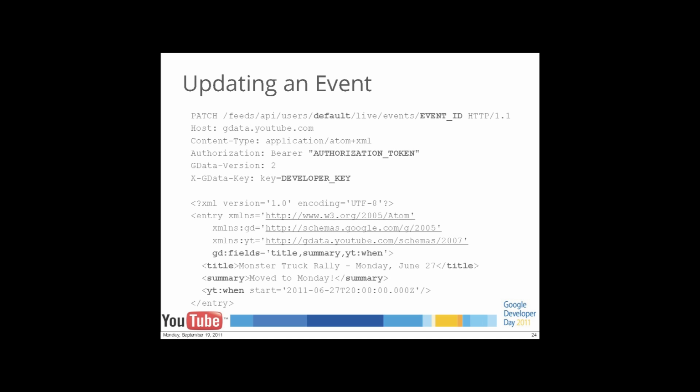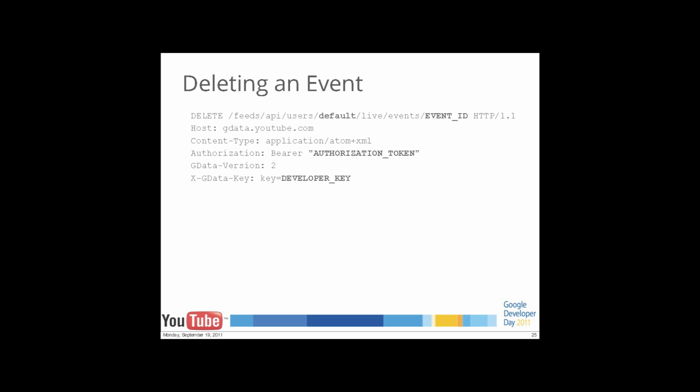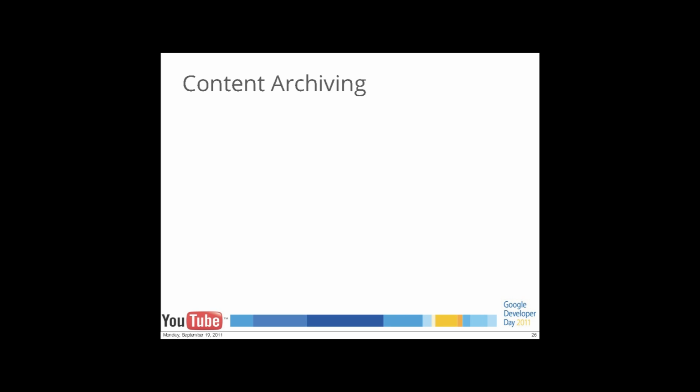Updating, as I mentioned before, if you want to change the metadata programmatically, you can. Again, a patch request, I specify the fields that I want to modify, in this case, title, summary, and the start date, and I supply the new values, and I'm done. And then finally, deleting an event. And this one is the simplest. It's just basic HTTP request submitted to the feed against an event ID.